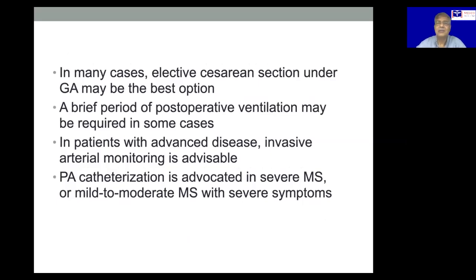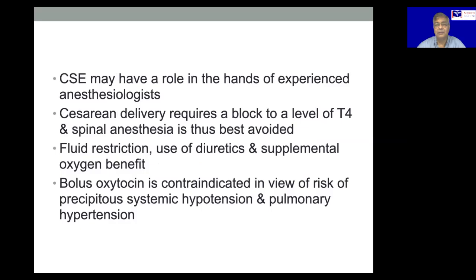In many cases, elective cesarean section and a GA may be a better option. A brief period of postoperative ventilation may be required in some cases. In cases of advanced disease, invasive arterial monitoring is advisable. And in case the patient has severe MS with severe symptoms, a PA catheter should be advanced in such a case, and we should monitor the pulmonary artery wedge pressure.